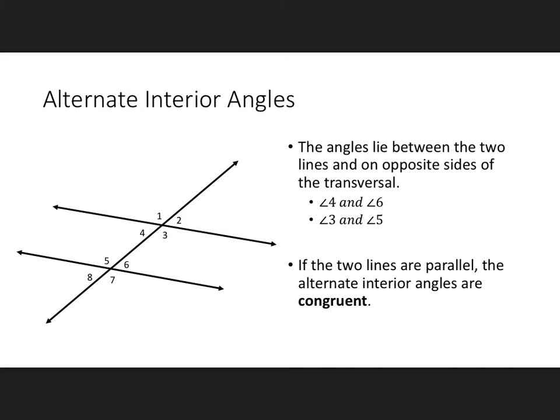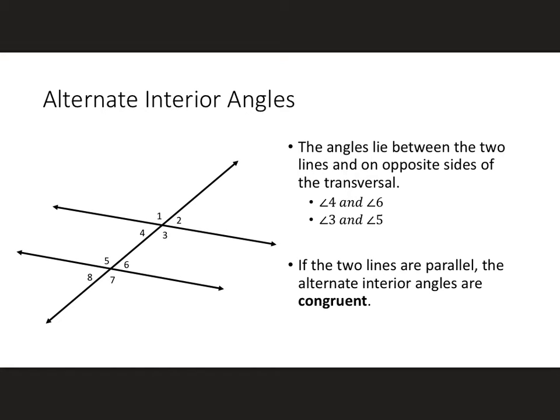Another notable angle pair relationship is alternate interior angles. Let's break that name down. Alternate is talking about different sides of the transversal. So this transversal has a left side and a right side. Alternate angles will be on opposite sides of the transversal. Interior means inside, so we are looking for the angles that are between the two lines. So angles 3, 4, 5, and 6 are interior angles.